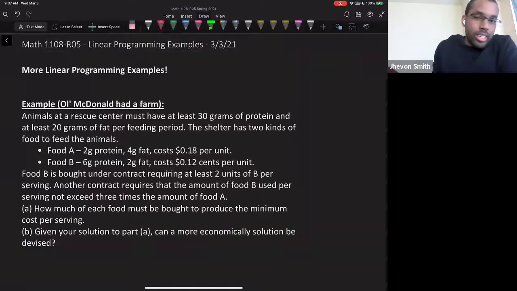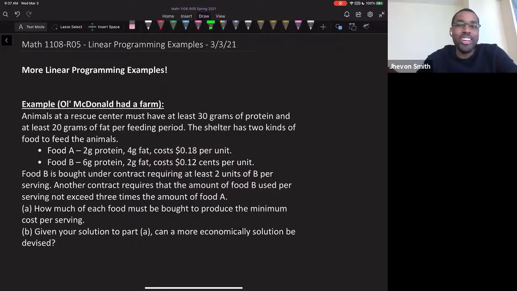And another contract is saying that the amount of food B that I serve cannot exceed 3 times the amount of food A. Food B is cheaper, I'd give them all food B if it could meet their requirements. But then PETA comes in: you can't give these animals just the cheap food, you have to balance it out. So you can't serve more than 3 times the amount of food A. I have to serve at least 2 units of food B, but it cannot exceed 3 times the amount of food A that I serve. And the question is, how much of each food must be bought to produce the minimum cost per serving?